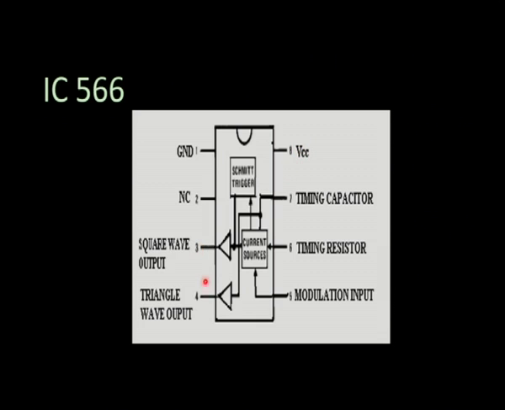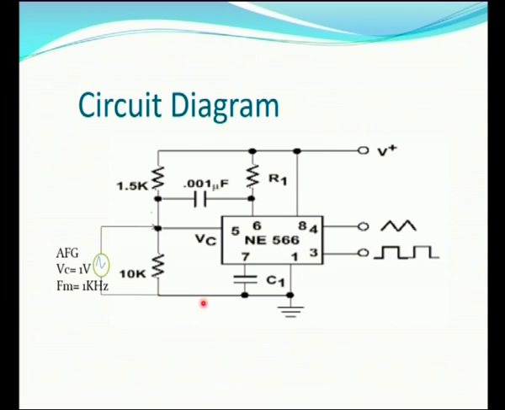At each pin we need to connect the resistors and capacitors to obtain the free running frequency of the VCO, and then connect the modulating input voltage at pin number 5, and we can see the frequency modulated output in terms of a square wave or triangular wave at pin number 3 and pin number 4. We have just seen how this 566 is used to operate as an FM modulator.